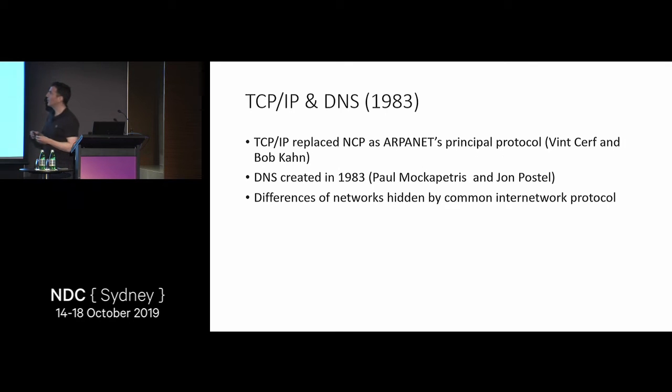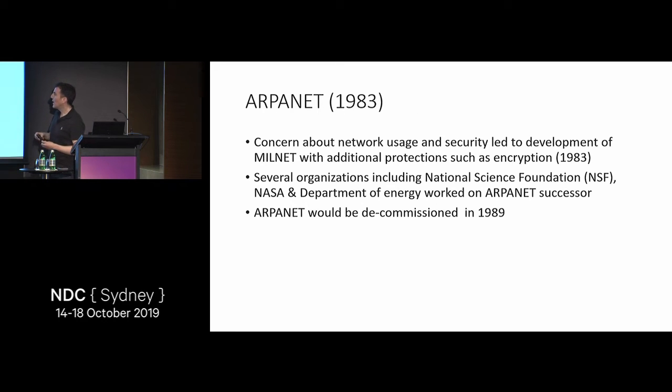So in 1983, we see TCP/IP replacing NCP as ARPANET's main protocol, with TCP/IP being developed by Vint Cerf and Bob Kahn. Also in 1983, we see the introduction of DNS from Paul Mockapetris and John Postel. And the important thing about these protocols is that we can now hide the differences between all these disparate networks by their abstractions. Now, around 1983, the military starts to become a little bit concerned with the potential security issues around the use of ARPANET.